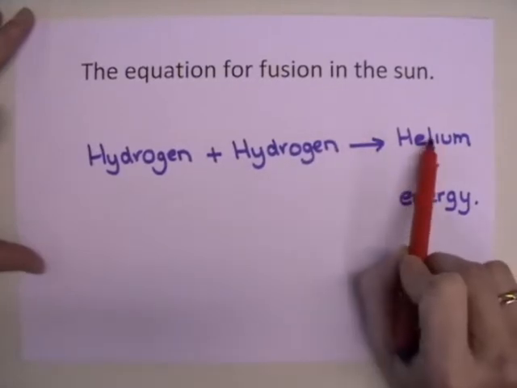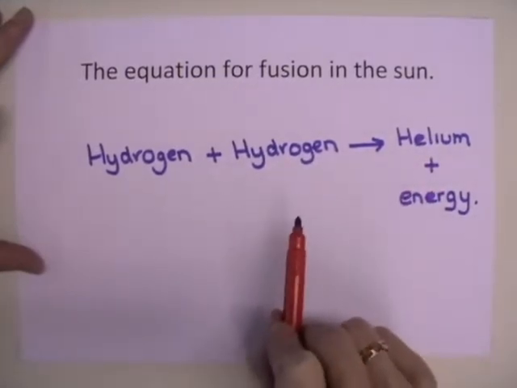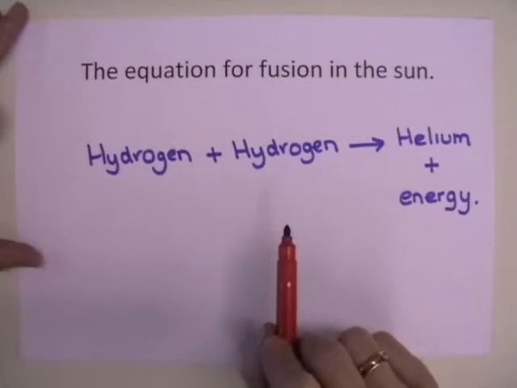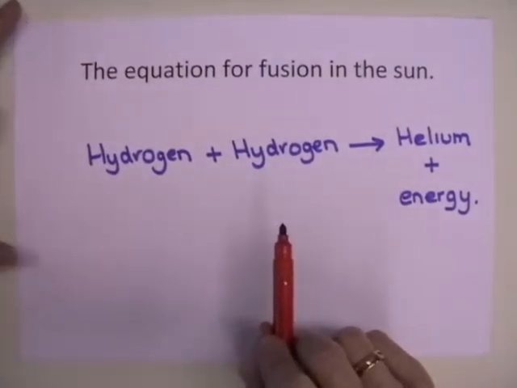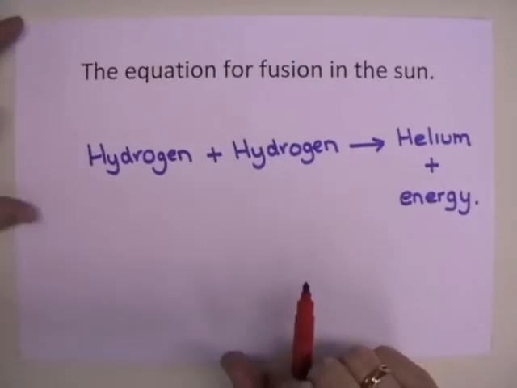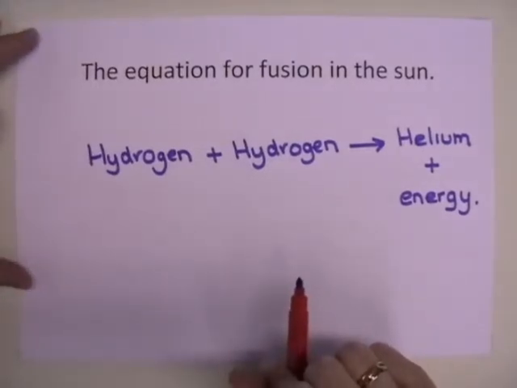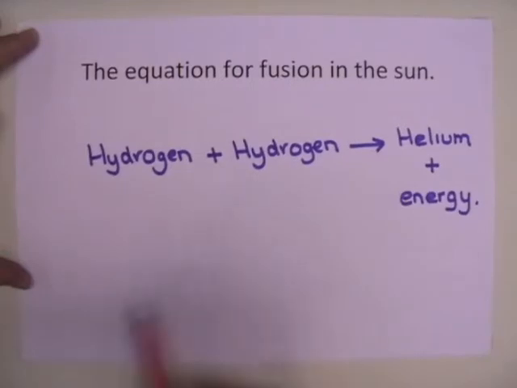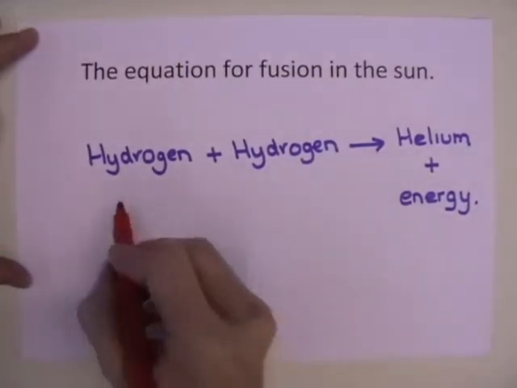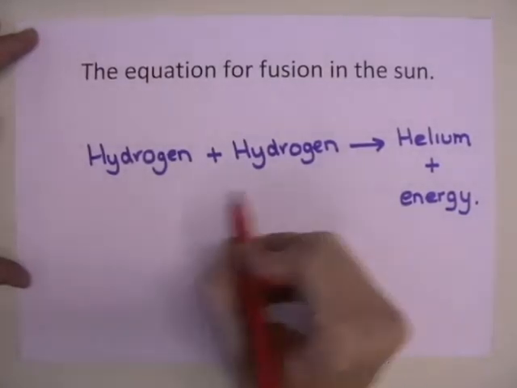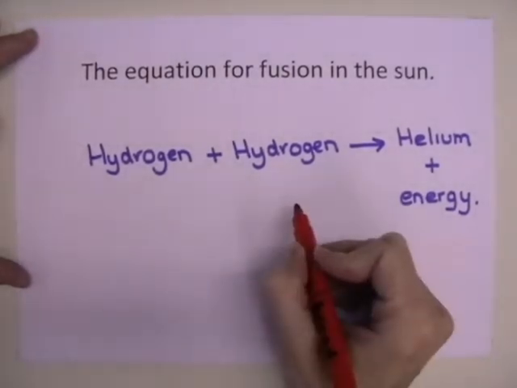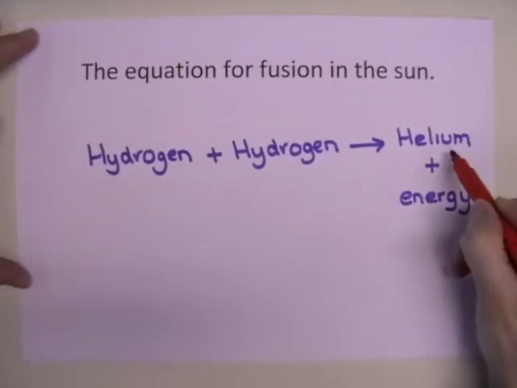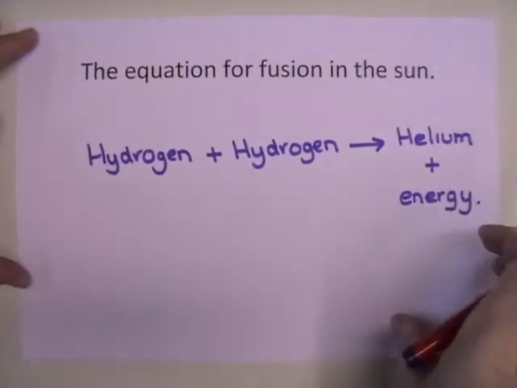give you helium. This doesn't happen naturally on the Earth. The reason is because it takes such high temperatures to overcome any forces between hydrogens to actually join them together. So it doesn't happen naturally on the Earth. This is the equation that you must learn for nuclear fusion in the Sun. And these are hydrogen nuclei, not atoms, nuclei. They form a new nucleus, and that nucleus is helium.